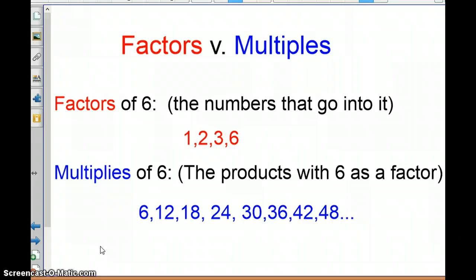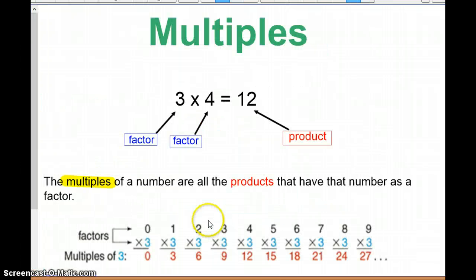So 6 times 1 is 6. 6 times 2 is 12. 6 times 3 is 18. 6 times 4 is 24. 6 times 5 is 30. 6 times 6 is 36, and so on. Okay, multiples are infinite. They can go on forever. So the multiples of 6 would be, as if we were counting by 6s, 6, 12, 18, 24, 30, 36, 42, 48. So don't get factors and multiples confused.